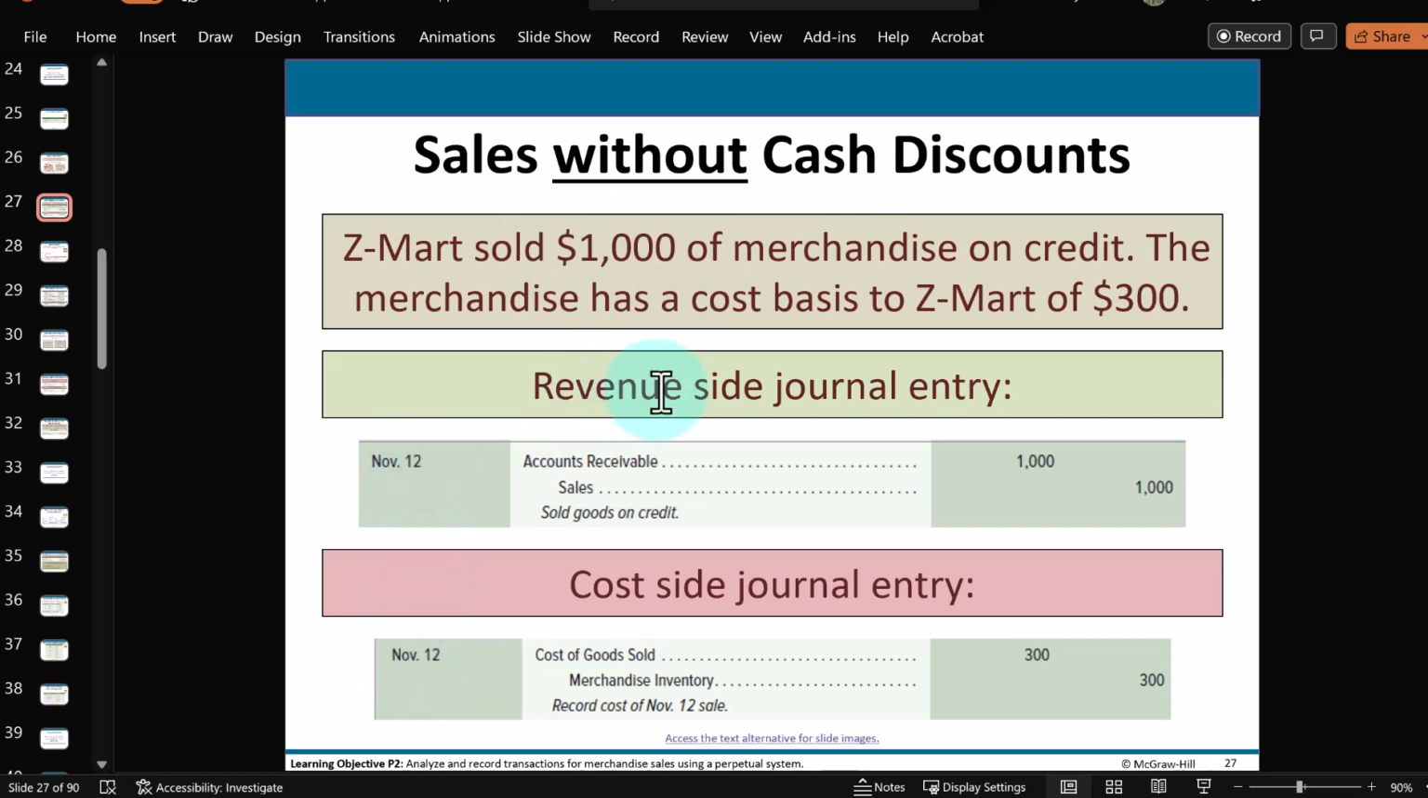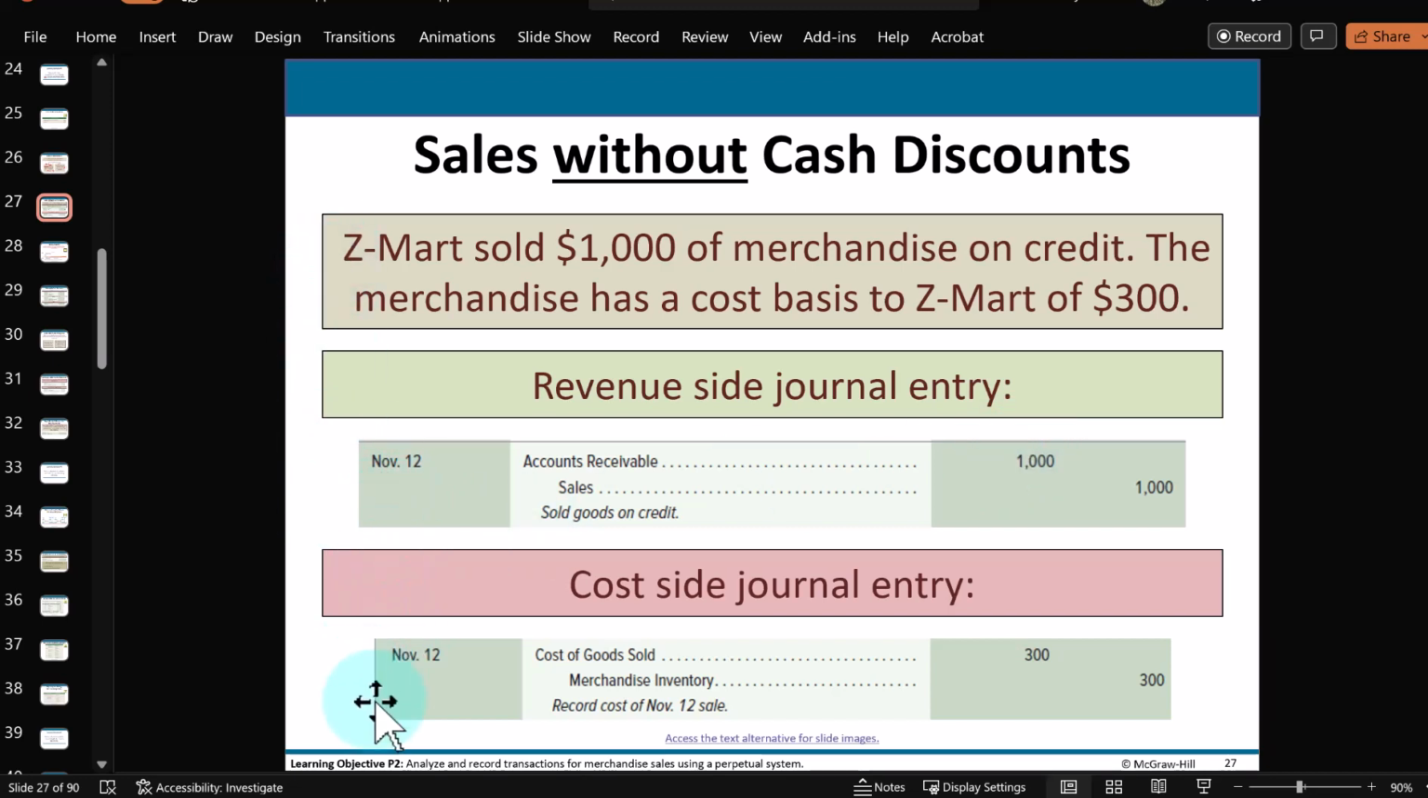The first one is to record the revenue. Sales is our revenue account. Sales are increased with credits. At the same time, we're debiting another account. Not cash. We didn't get it yet. Hopefully, next month in December, we'll collect on this receivable asset that we're setting up now. So that's transaction A for this first sale.